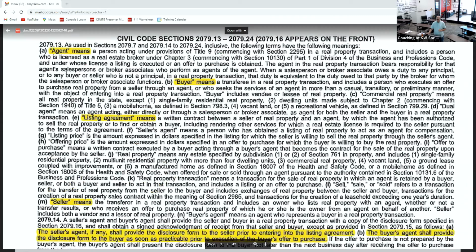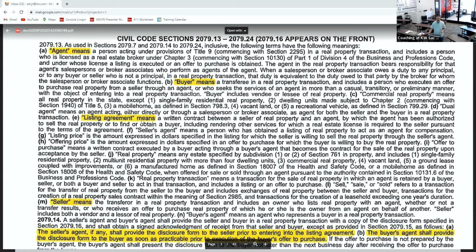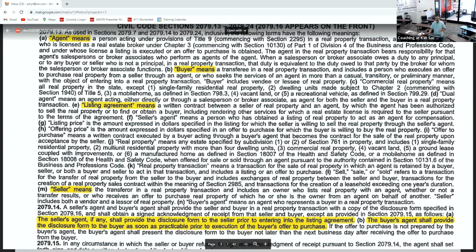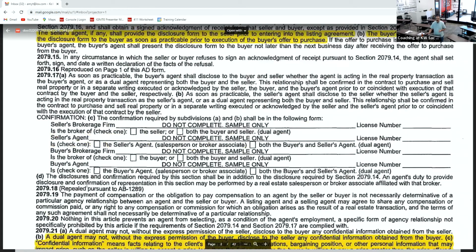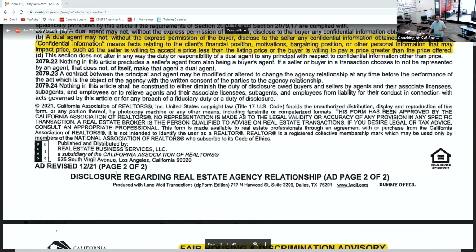For your information, the second page of the agency disclosure has the civil code sections that describe what an agent is, what a buyer is, what a listing agreement means, what a seller means, and a few other things. Usually when I am describing this to a client and telling them about my duties or whatnot, I will just tell them the second page are the actual lawyer-written civil code sections if you're interested in reading.